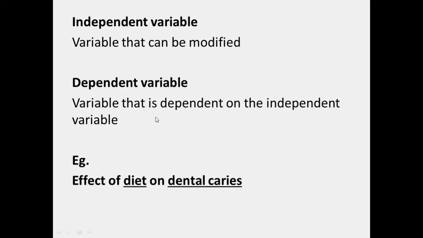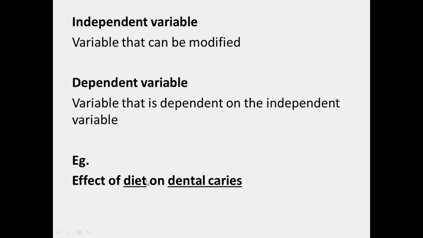So I will explain it with one example. Effect of diet on dental caries. Out of diet and dental caries, which one do you think is a dependent variable and which one is an independent variable? Here diet is the independent variable, whereas dental caries is the dependent variable. How? Because dental caries is dependent on the amount or type of diet you are taking. That's why dental caries is a dependent variable, whereas diet is independent.